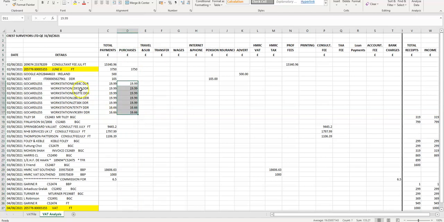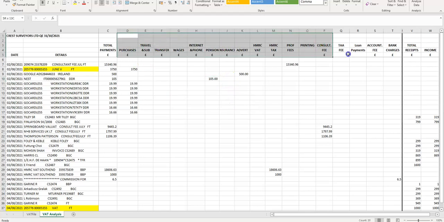On the other hand, for example, the client paid for NEST, which is for the pension. If the client paid for the pension, obviously we cannot claim the VAT on that. For that reason we have to categorize all the expenses, and after that we need to see the total expenses for each category, so that we can decide in which category we can claim the VAT and which one we cannot. On the other hand, we have to do the income analysis.